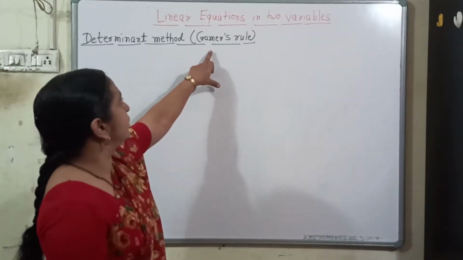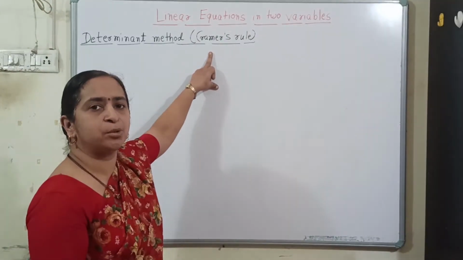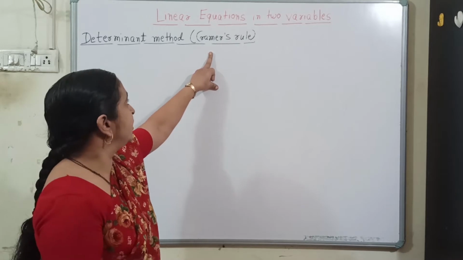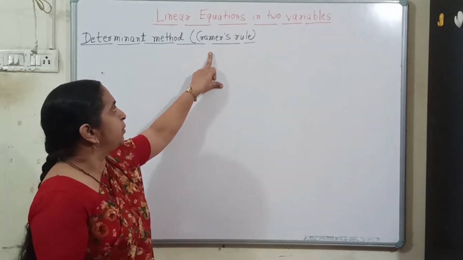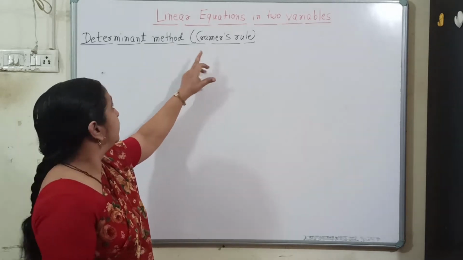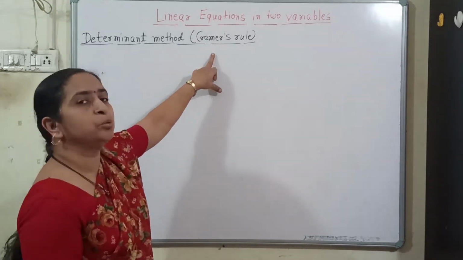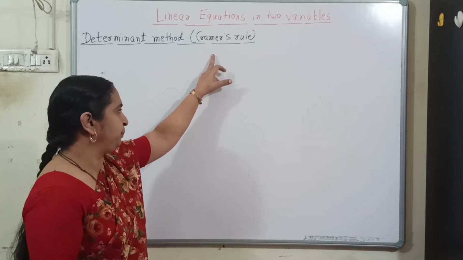This method is also known as Cramer's rule because first this method is given by Swiss mathematician Gabriel Cramer, and so this determinant method is also known as Cramer's rule.